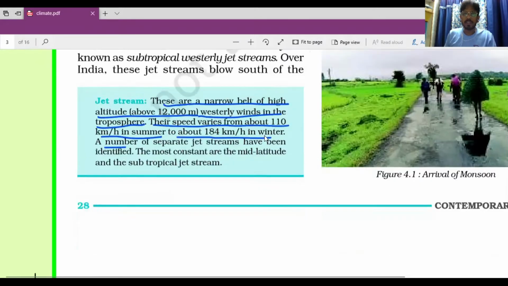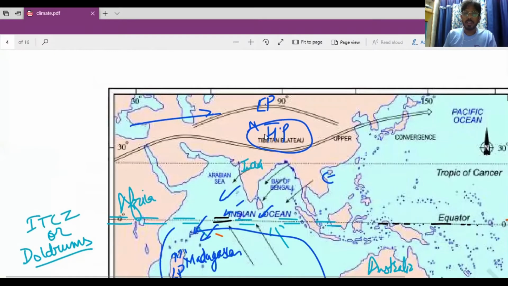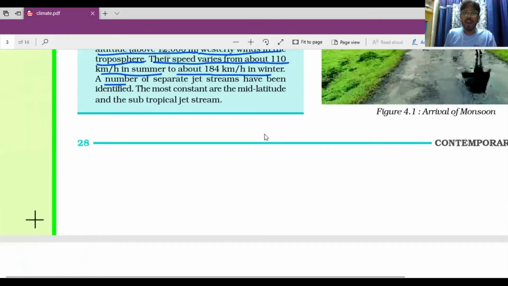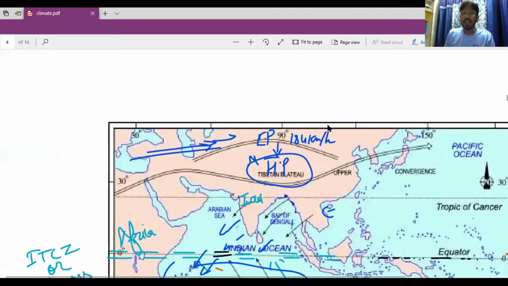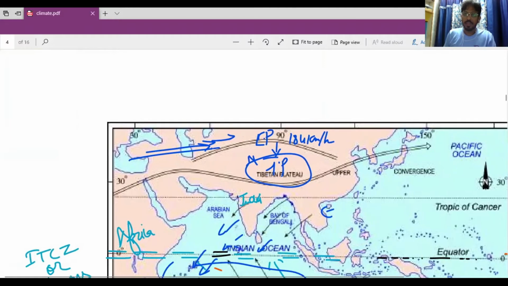So what happens in winters? All winds settle on the Tibetan plateau. Over here, low pressure generates, and when low pressure generates, it will attract all other winds towards the Tibetan plateau at a higher level, right? So winds will be around 184 kilometers per hour on the Tibetan plateau. So these winds are what? These are jet streams. And how are they created? Let us understand this thing once more.